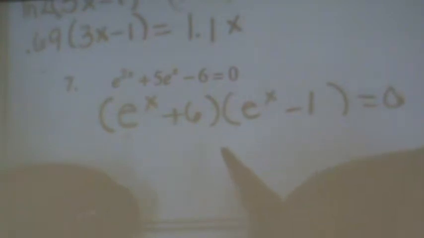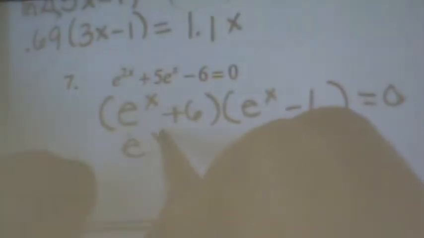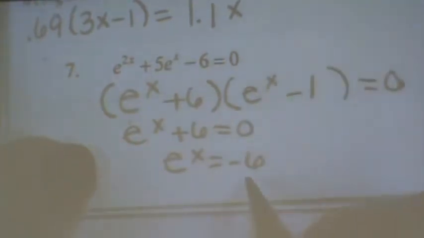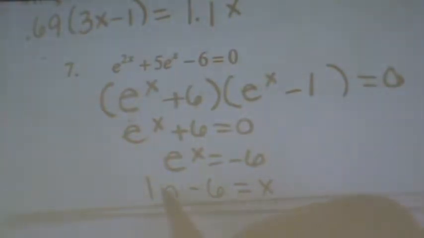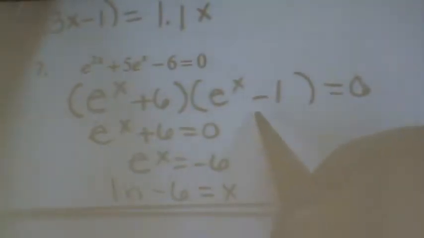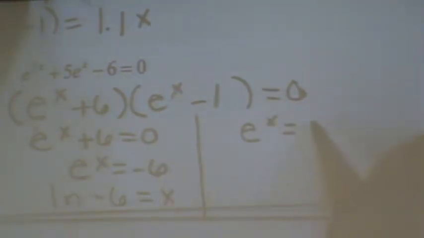Negative 1, yep. Now on this side, when you set this equal to 0, you get e to the x equals negative 6. But when you convert this to ln, ln of negative 6 is undefined. You can't take the log, any log, whether it's natural or common, of a 0 or a negative. But on this side, you can do this one. Sometimes you can do both, so you might be able to do both on your test.